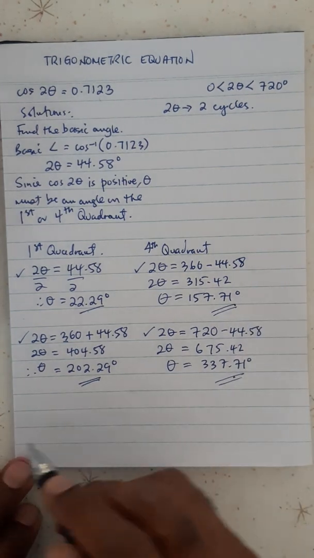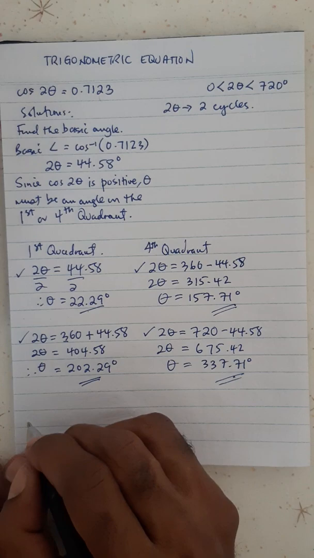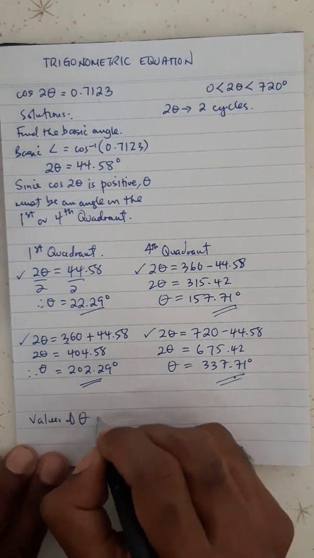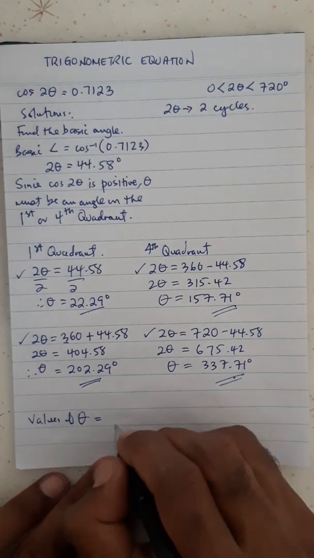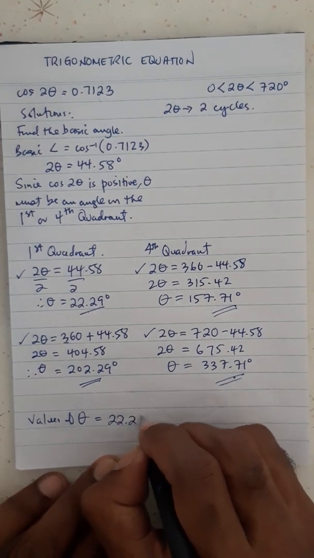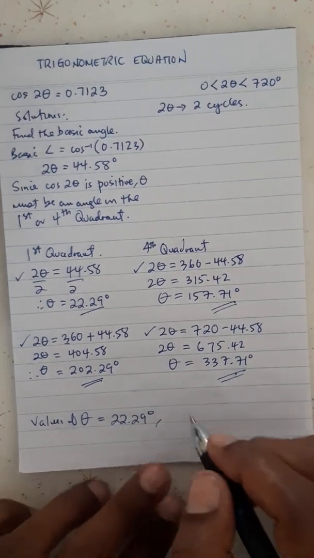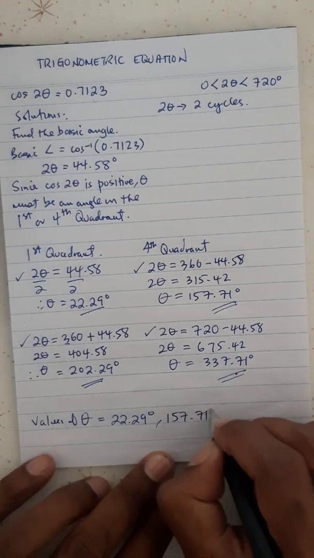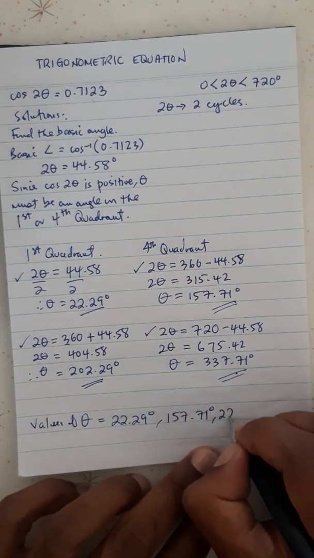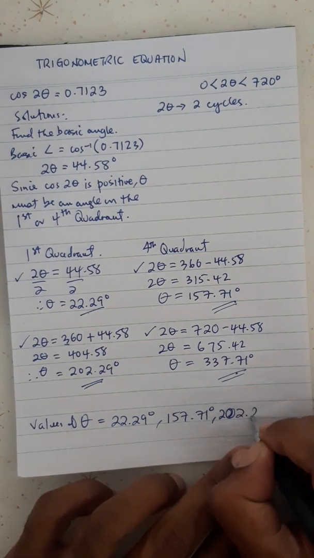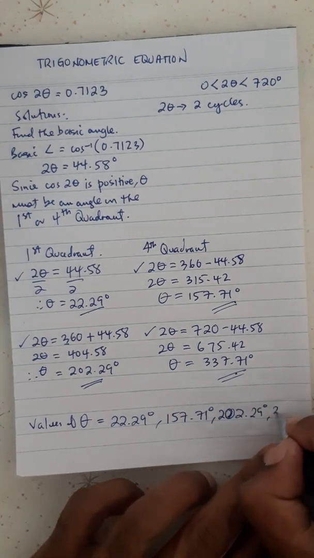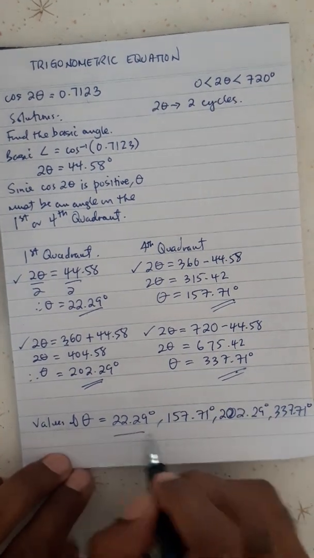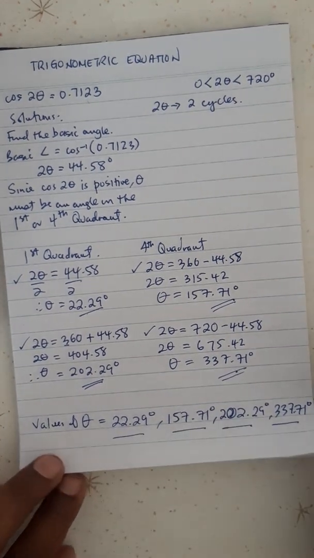Okay, so now the values of theta will be equal to 22.29 degrees, 157.71 degrees, 202.29 degrees, and 337.71 degrees. So these are the values of theta that will satisfy the equation.